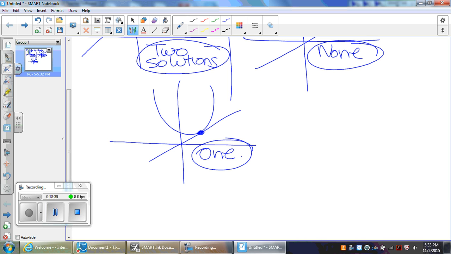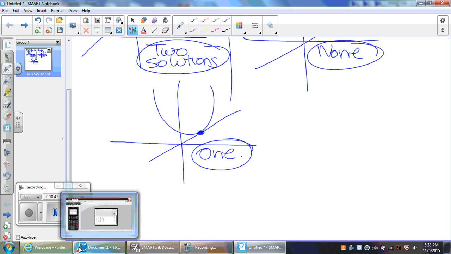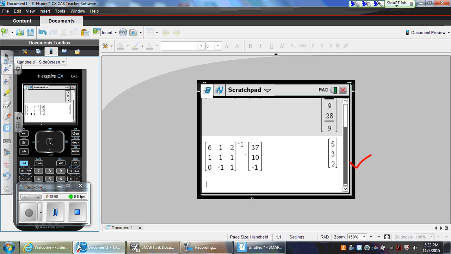Now, since we did not study how to do this in class, I'm going to show you a quick way that you could solve this on the calculator. So we're going to go to the graphing section.